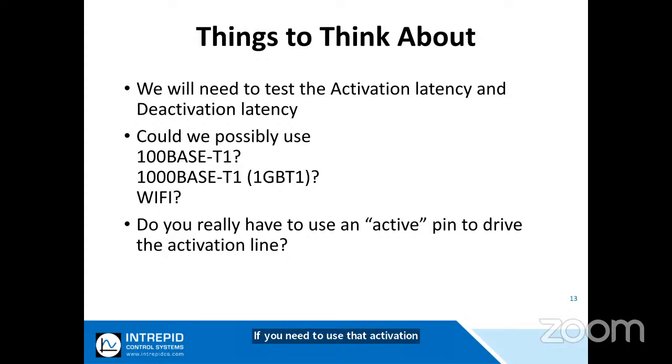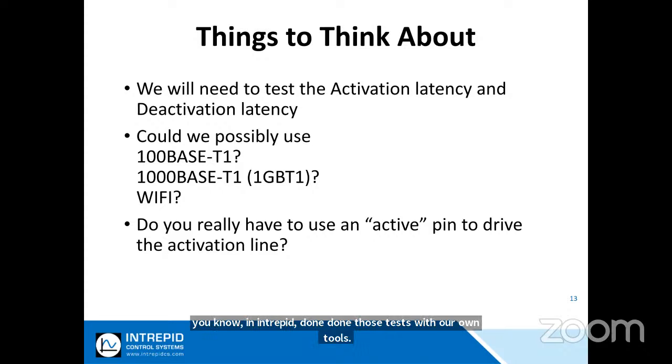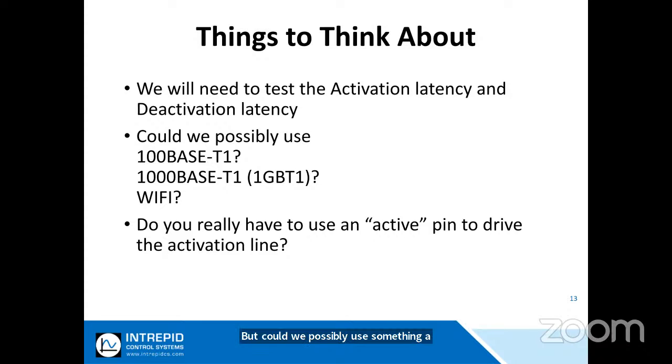And I just talked about that, Intrepid's done those tests with our own tools. But could we possibly use something a little different, like 100 base T1 or 1,000 base T1, or gigabit? So T1 meaning 2 wires. Okay. Could you even use Wi-Fi? The answer is actually you could.